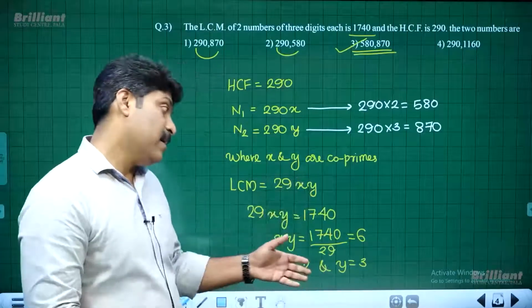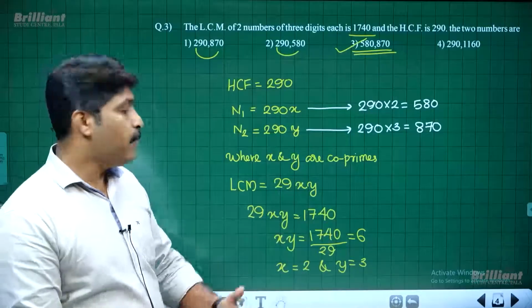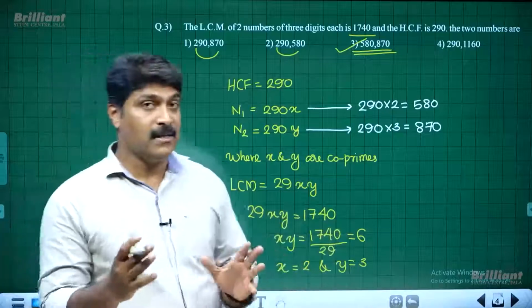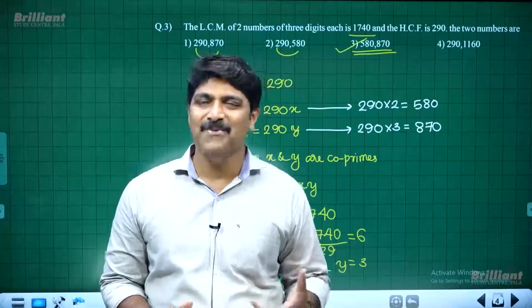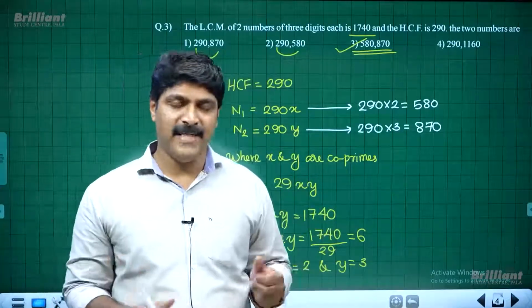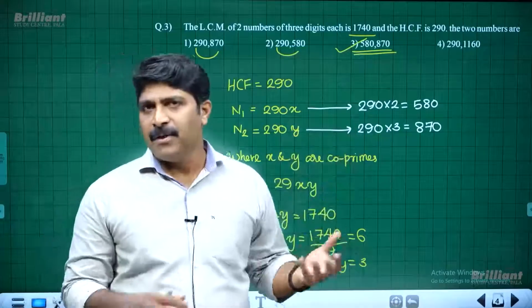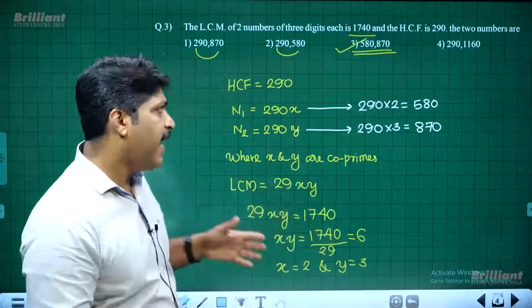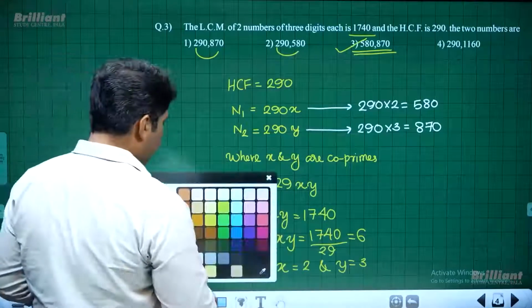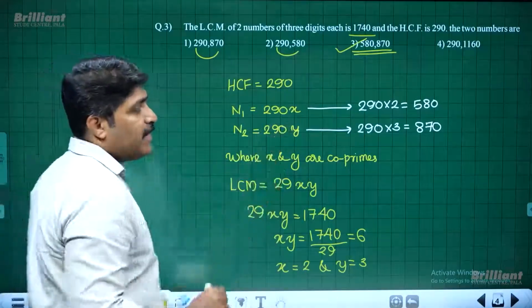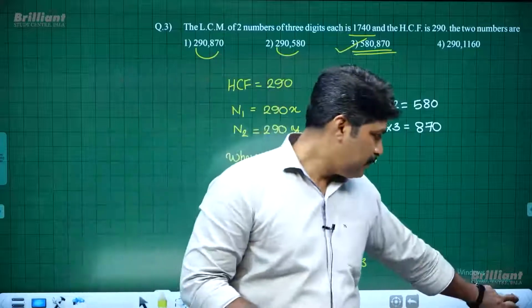If there were other possibilities to express this product 6 as a product of two coprime factors, then there would be multiple possibilities for the pair of numbers. But in this case, exactly one pair. And those numbers are 58 and 87.